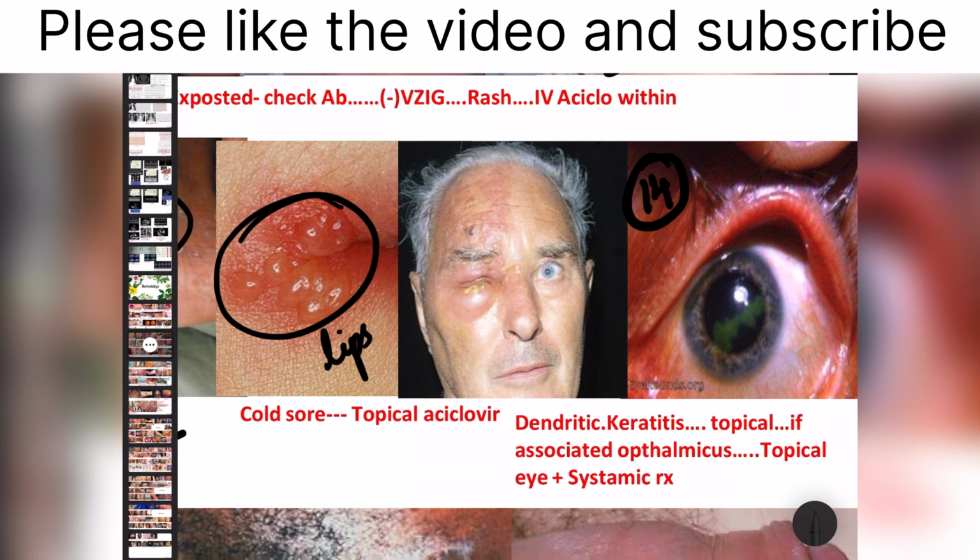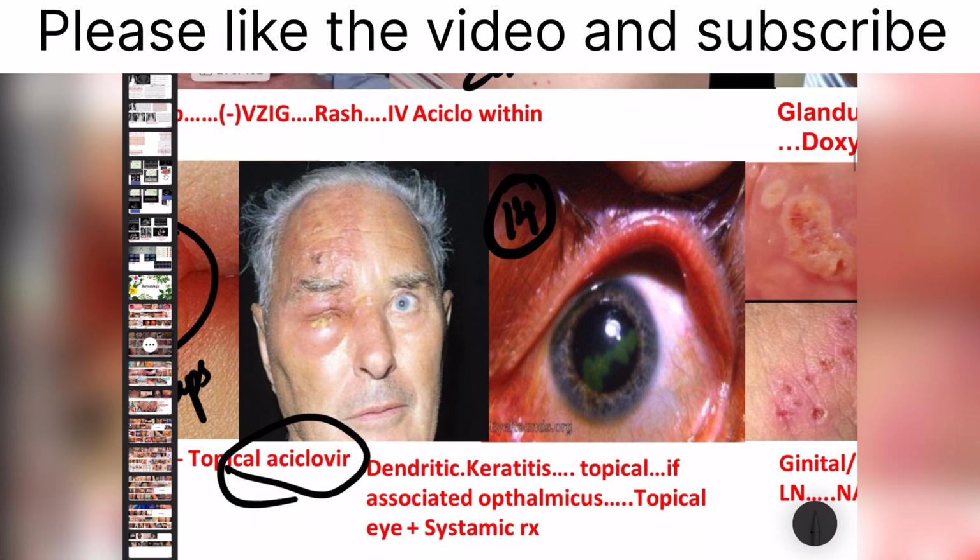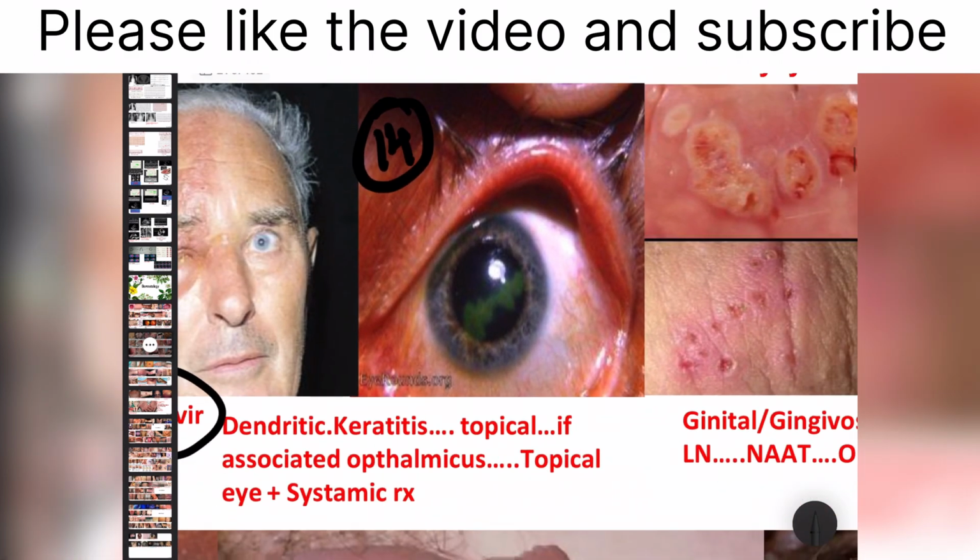Here there are sores over the lips. So this is HSV1 infection. So treatment is acyclovir. Here if you see this green colored one, this is dendritic keratitis, caused by again HSV. Dendritic ulcer. This is caused by HSV.